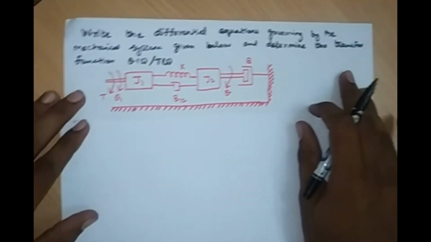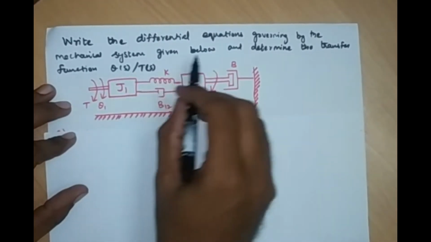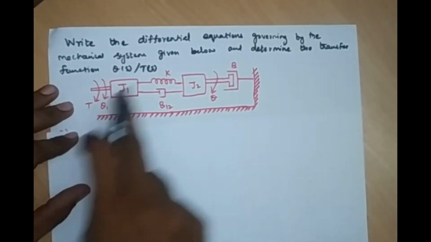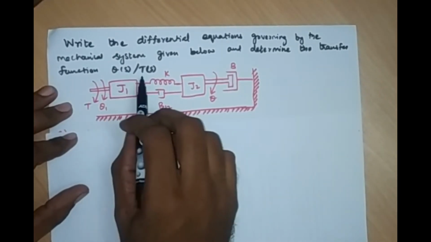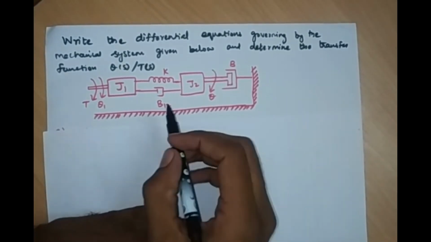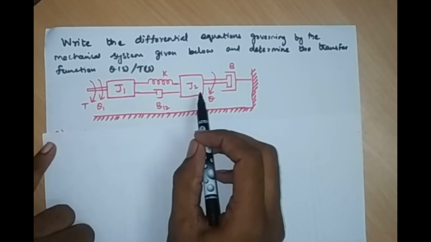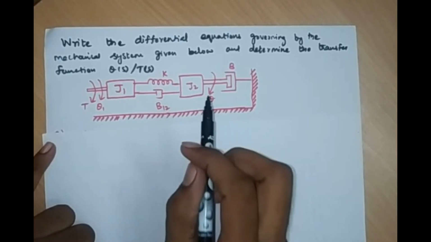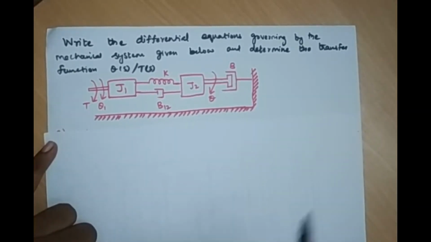Okay, so this is the problem statement. Write the differential equations governing the mechanical system given below. This is the system given by the problem itself, and determine the transfer function theta of s divided by T of s. Let's see the system. The system is having two inertia elements, J1, J2. So there will be two differential equations, and with the help of these two differential equations only, we need to determine the transfer function.